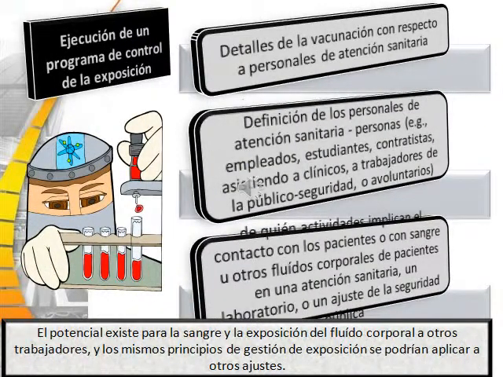Vaccination details regarding the healthcare personnel. The definition of healthcare personnel is persons, whether employees, students, contractors, attending clinicians, public safety personnel, or volunteers whose activities involve contact with patients or with blood or other bodily fluids from patients in a healthcare, laboratory, or public safety setting. The potential exists for blood and body fluid exposures to other workers, and the same principles of exposure management could be applied to other settings.